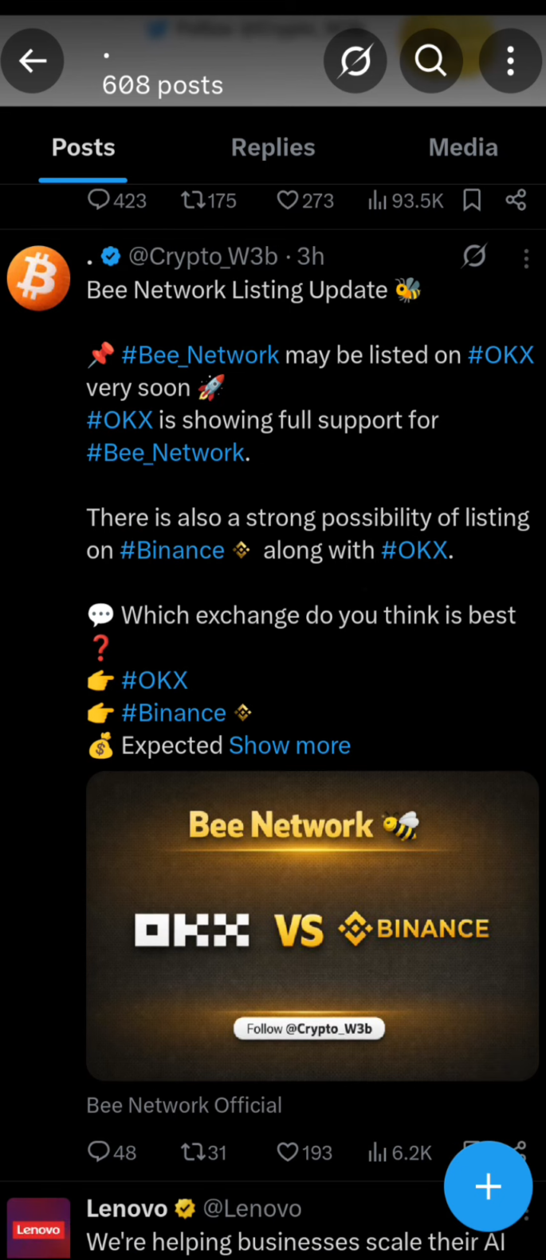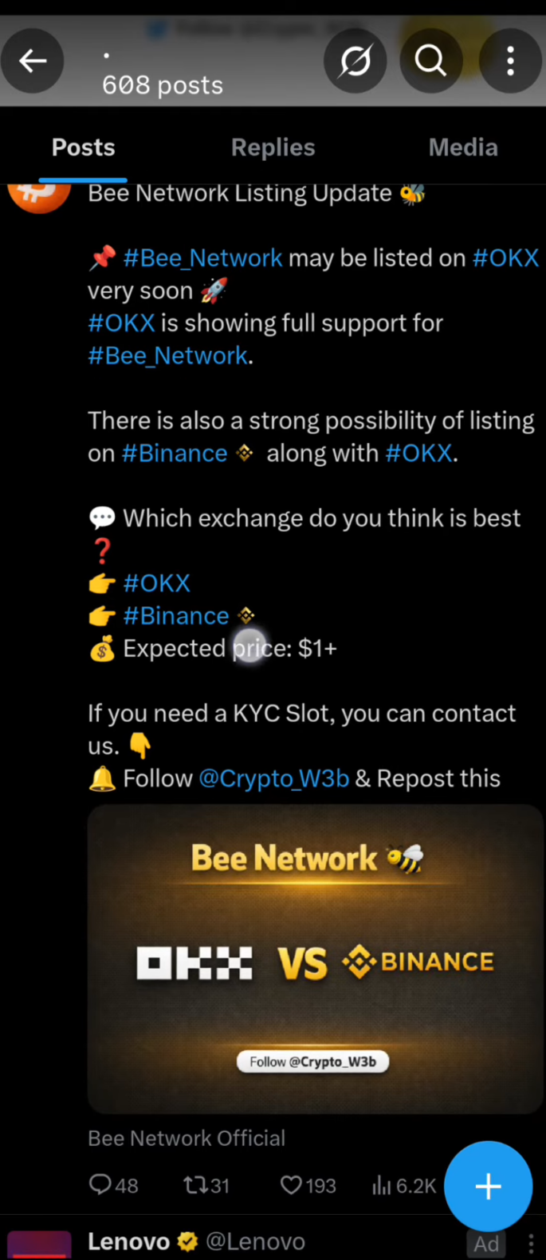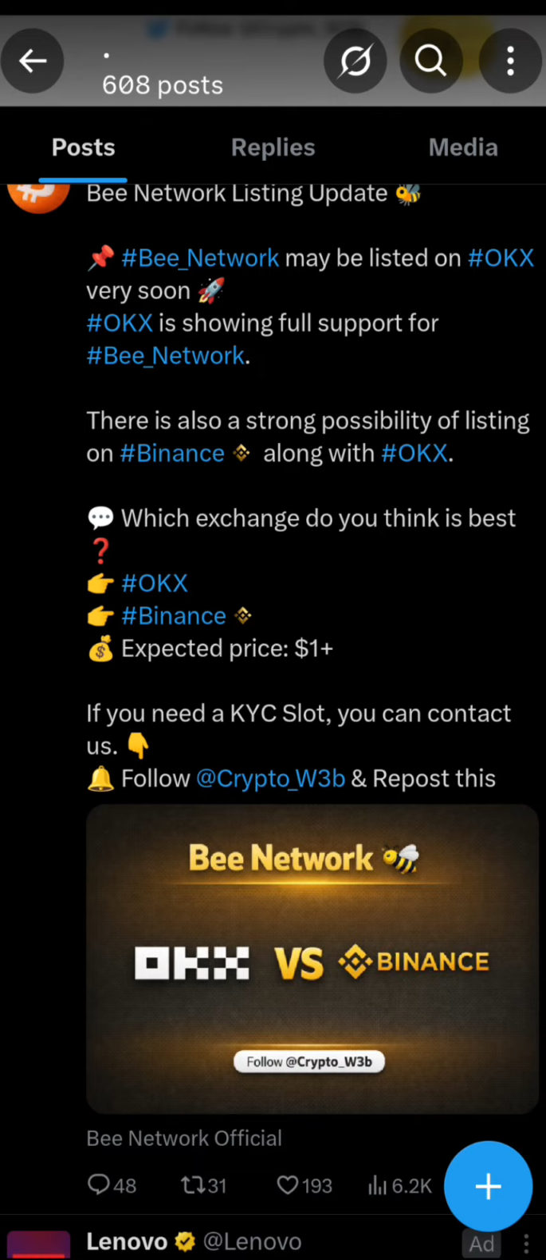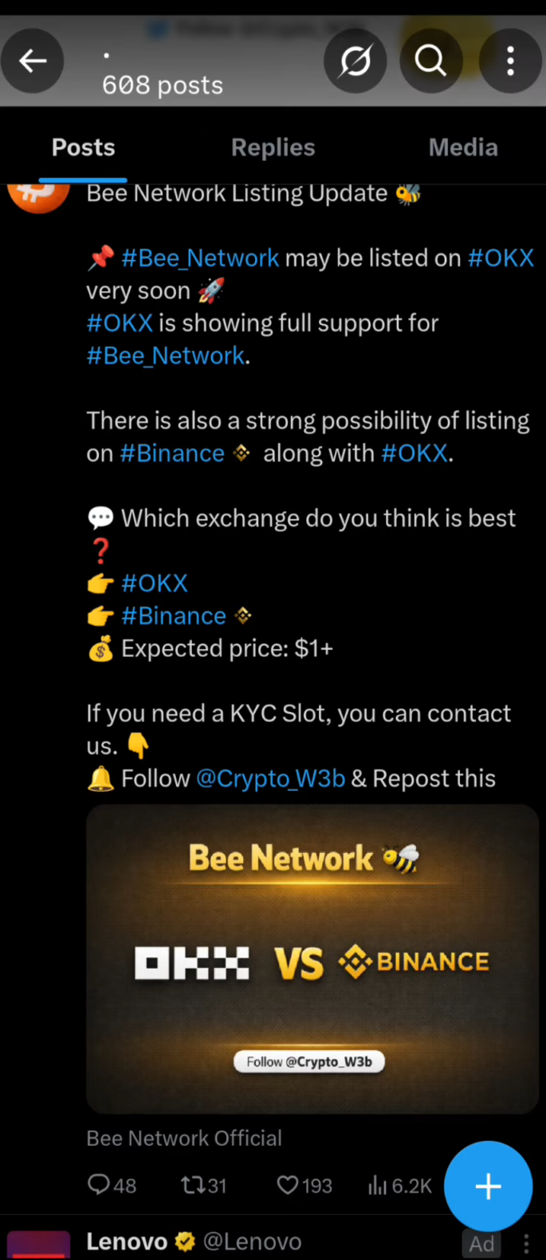So which exchanges do you think is best to list on? If you look right here, look at what they also predicted. This is the expected price: $1 plus. Guys, imagine if B can just cook at $1. Oh my god, do you know how much? Jesus, it means this project is going to cook massively for the community. It's going to cook great. That is if it was to list at this price of $1.